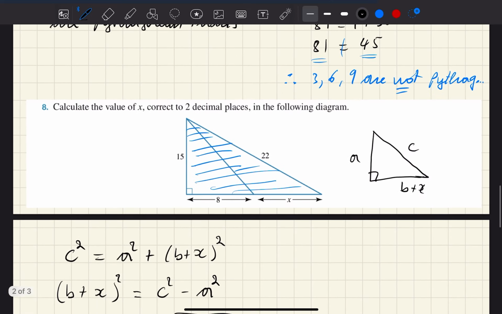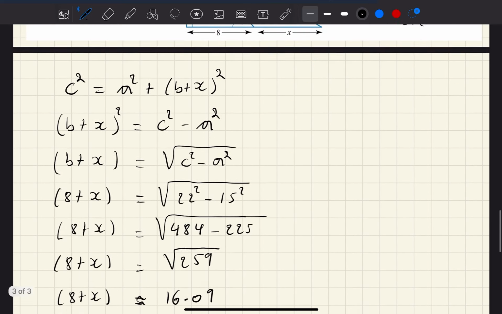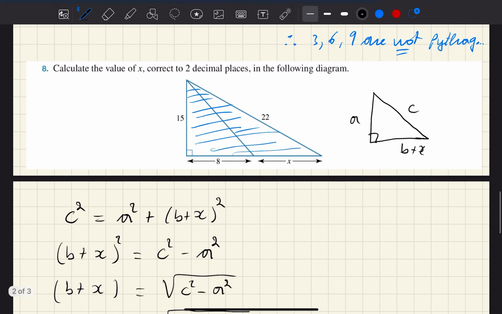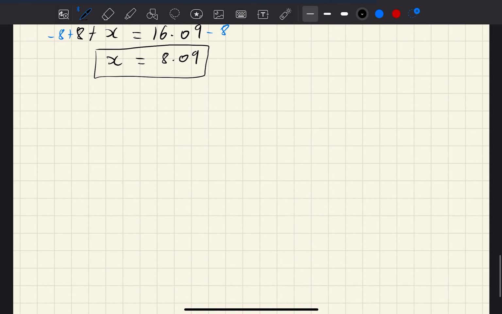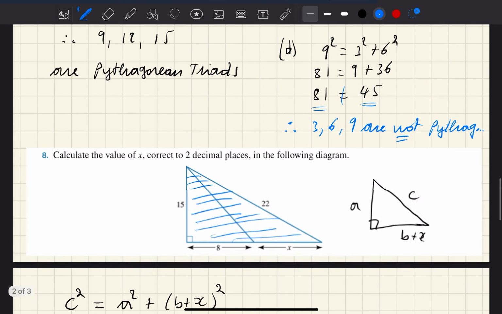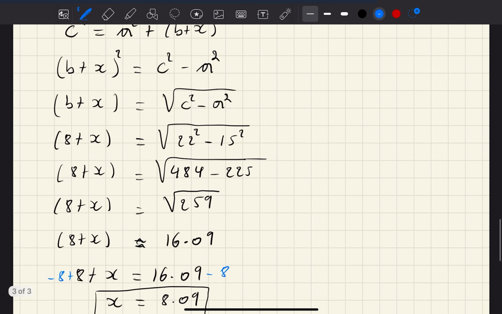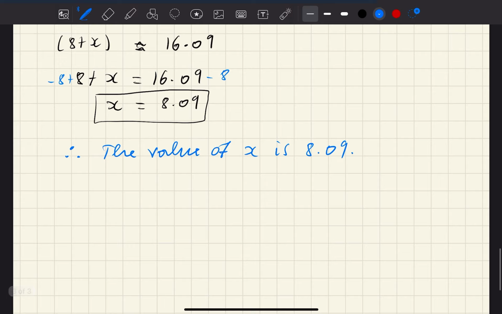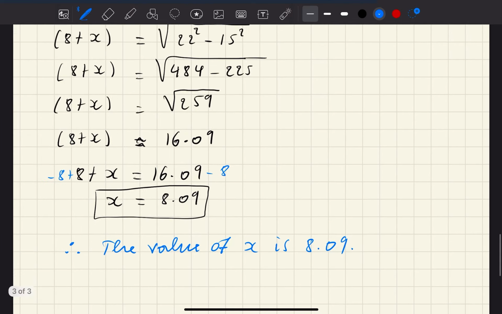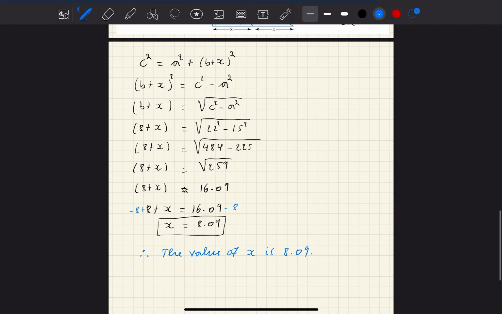Now you go back to the question: to two decimal places. That's what they said. And therefore you can always put that statement: therefore the value of x is 8.09. Did they provide a unit? No, they did not, so we don't have to provide a unit either. Full stop. So I hope this question makes sense.